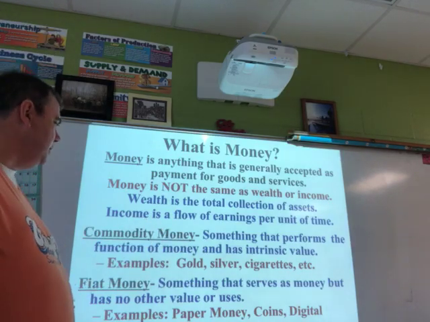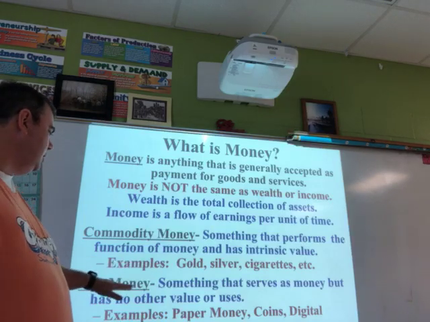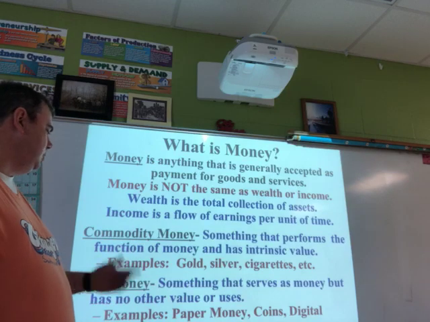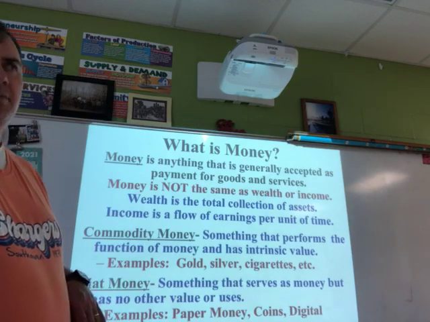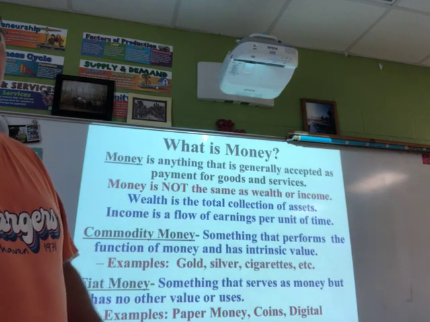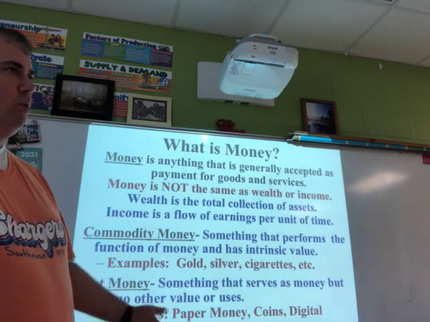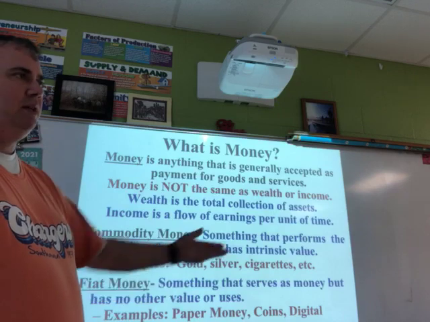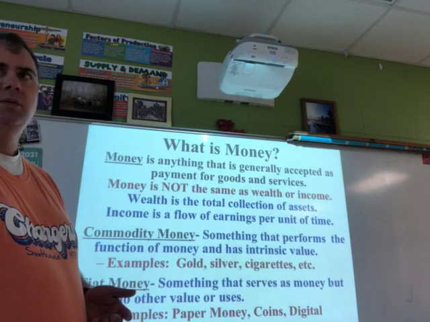Now, you've got fiat money. That's something that serves as money but has no other value or uses. Paper money, coins, digital currency. Our money is fiat money. That paper has no value, does it? Other than somebody will accept it as a medium of exchange.